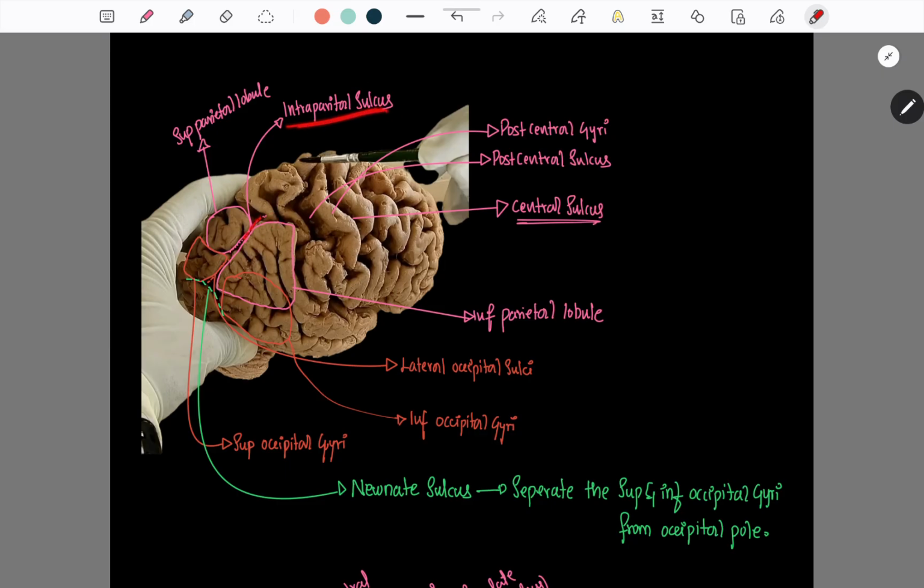Okay, here in the parietal lobe you can see the intraparietal sulcus. This is the intraparietal sulcus till here only, which divides the parietal lobe into superior parietal lobule and inferior parietal lobule.